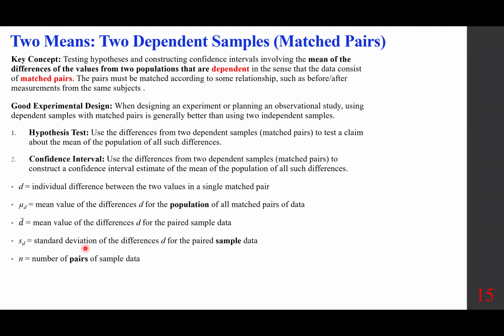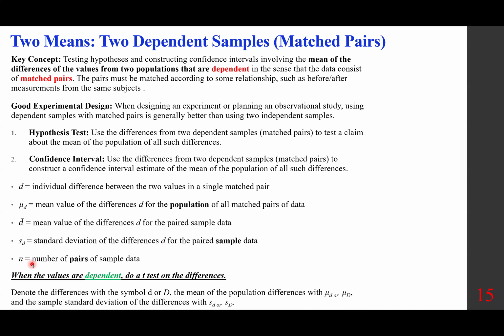S sub D, standard deviation of the differences D for the paired sample data, and N is the number of pairs. When the values are dependent, do a t-test on the differences. In other words, the same t-test that we've done for one sample, we can do exactly the same thing. That's really the same concept.